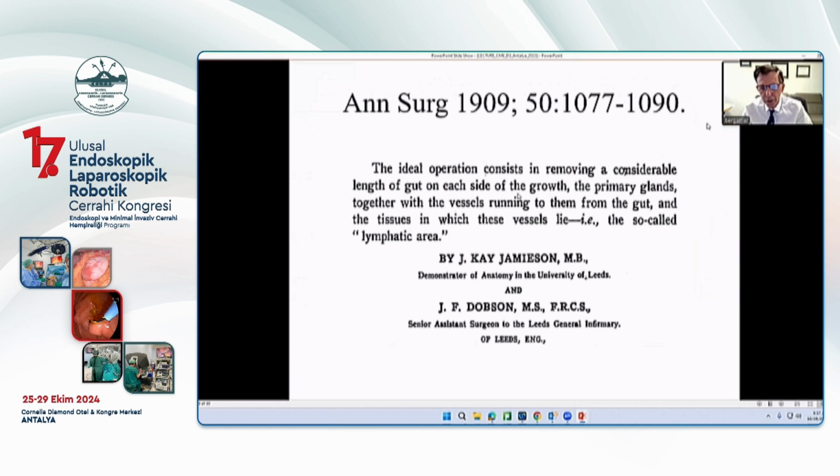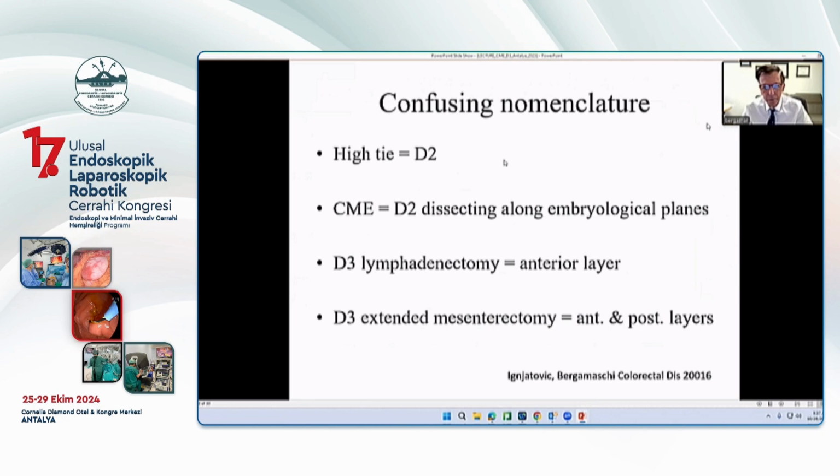The growth is, in English, a way to speak about the tumor. The primary glands will be the lymph nodes and the vessels. So this is from 1909. Now, there is a lot of nomenclature, a lot of names out there. I tried to clarify this in an editorial in Colorectal Disease years ago.